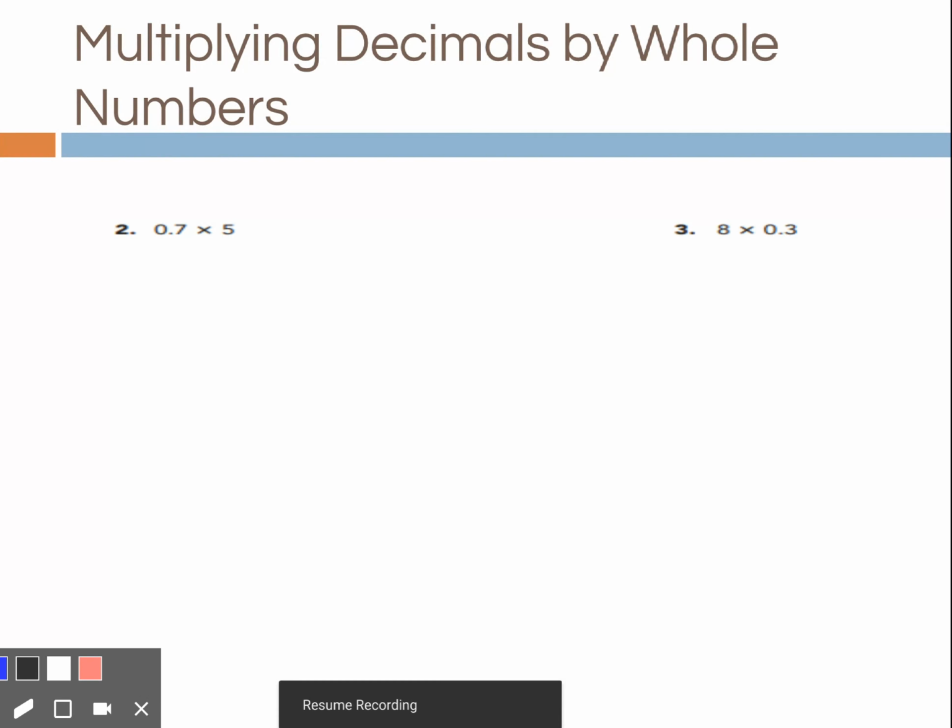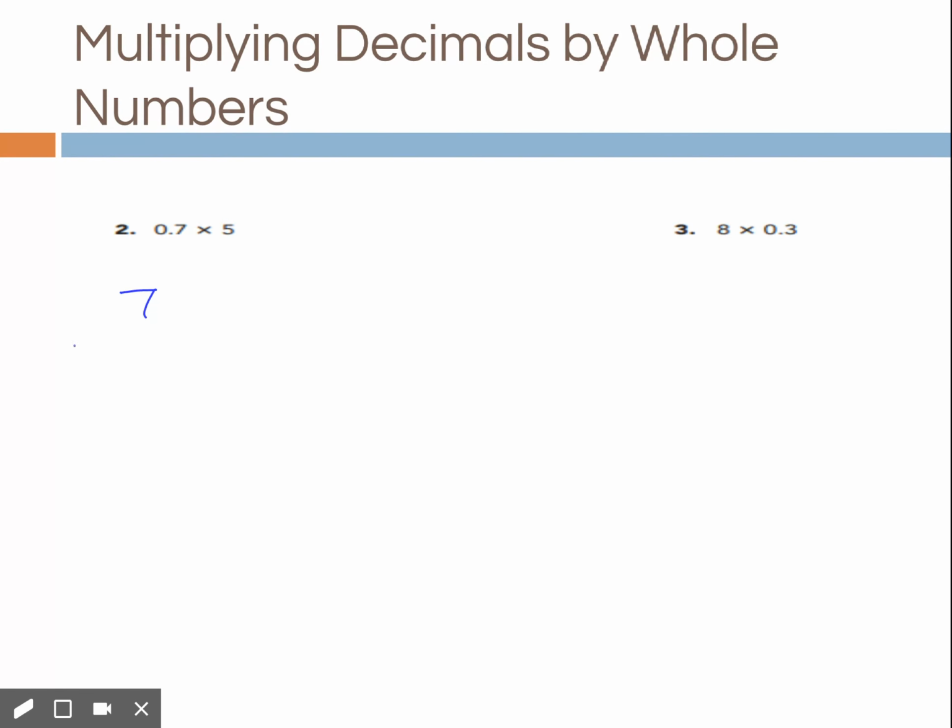So let's try some more of the multiplication. We have 0.7 times 5. So I'm going to ignore my decimal and just do 7 times 5, which of course is 35. And now I'm looking back at my original problem, and I have one digit after the decimal. So I'm going to start at the back here and go one digit to the left and put my decimal there. So 0.7 times 5 is 3.5, or 3 5/10.